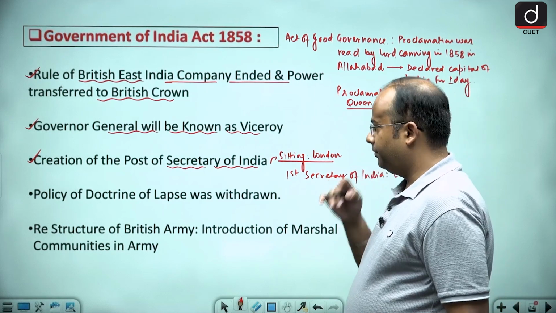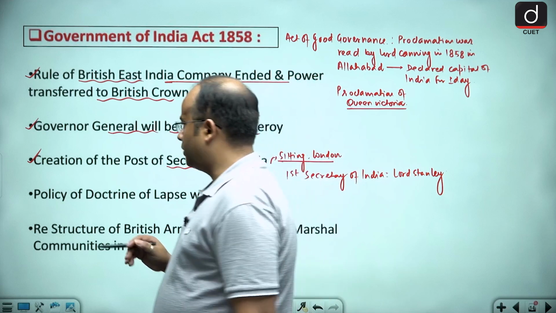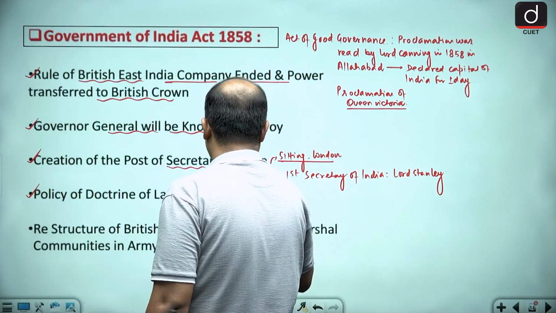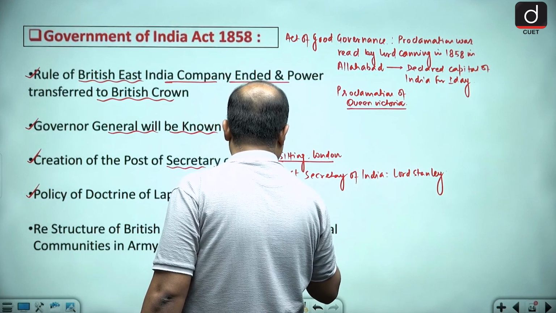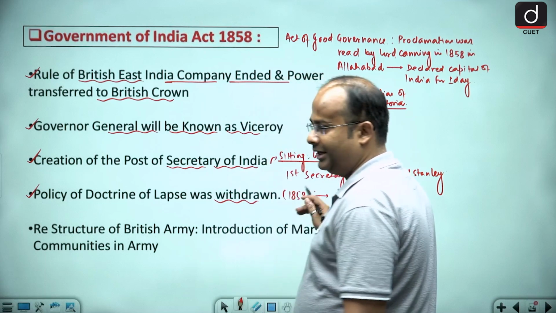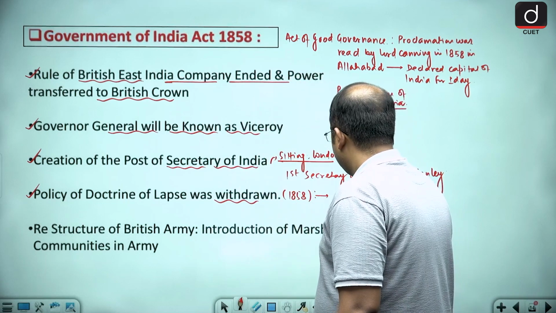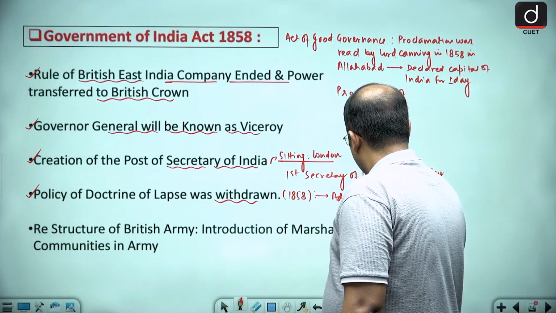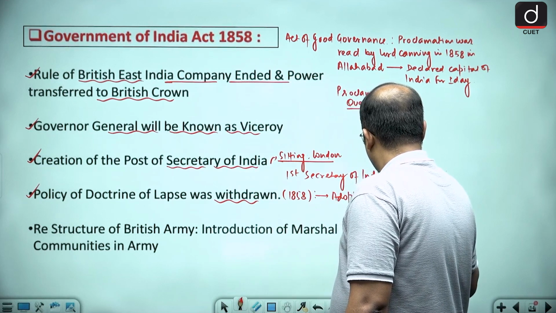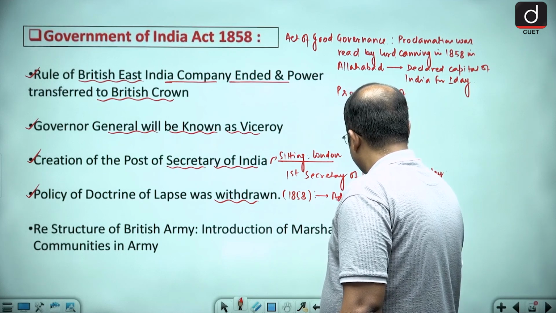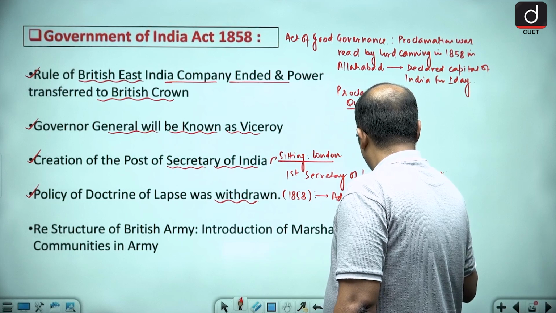Next, the policy of doctrine of lapse was withdrawn in 1858, and now you will find that the adopted child will be treated as the next successor.